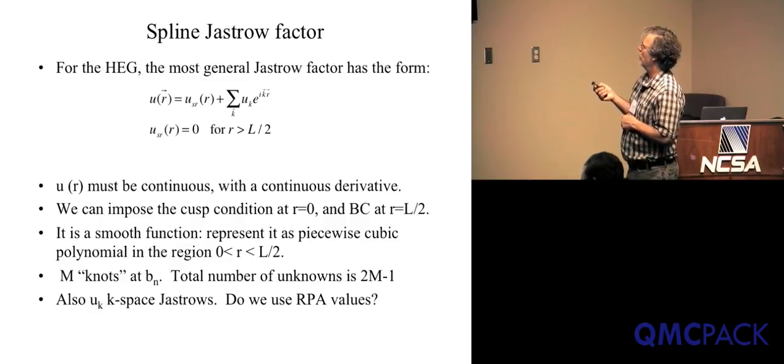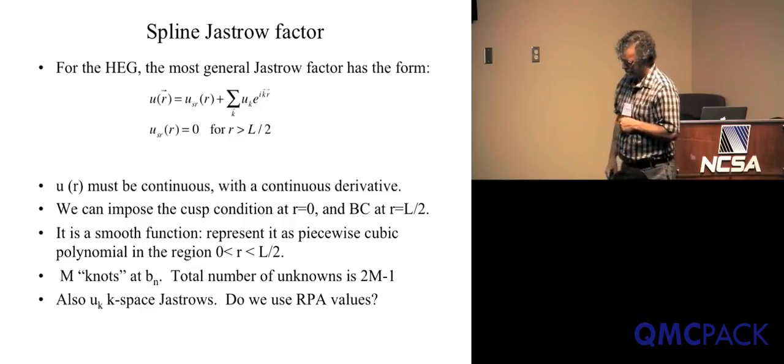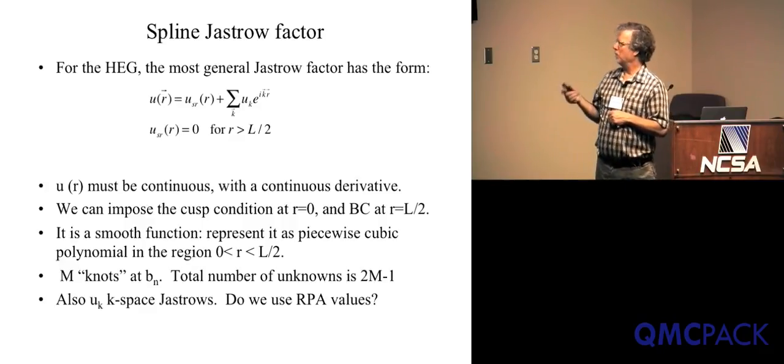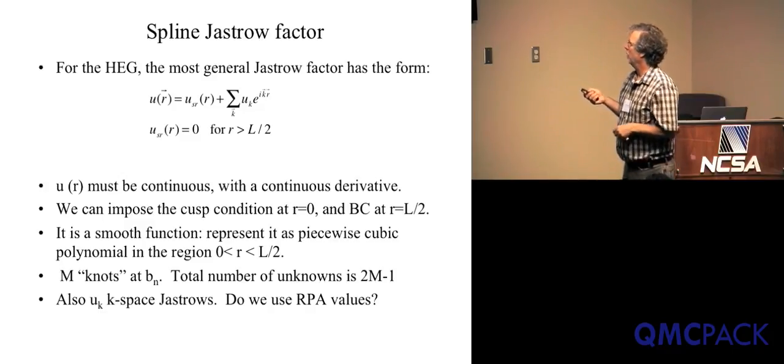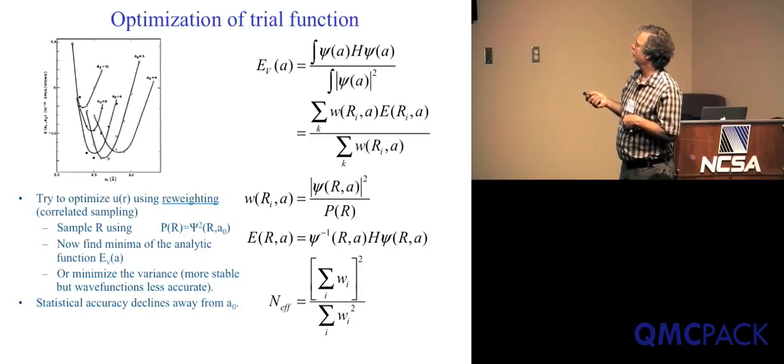I said that for the homogeneous electron gas, but that applies to real materials too, to silicon or whatever you're doing. These can be your Jastrow parameters, your variational parameters. So this would be how you represent the basis set to represent an arbitrary correlated function.